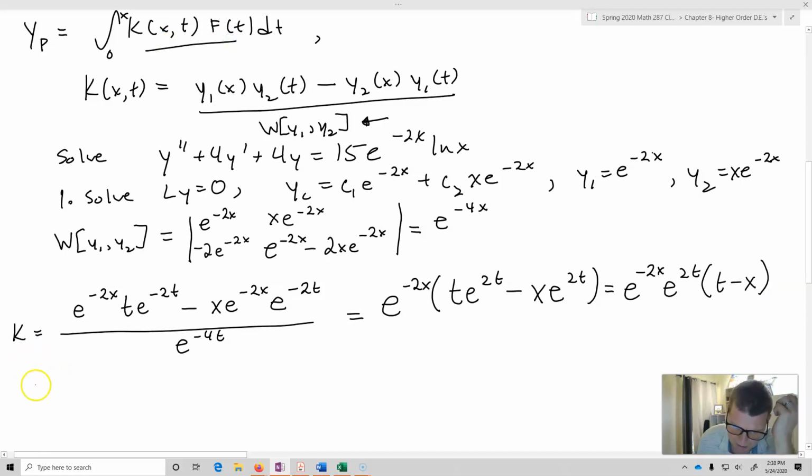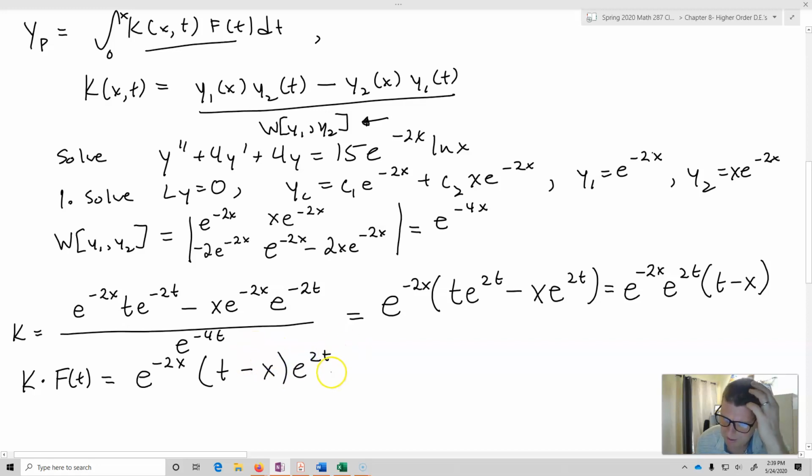So k times f of t is going to equal e to the negative 2x times (t minus x), and then I'm going to have e to the 2t right here, and then times 15 ln of t over e to the 2t. Excuse me, e to the ln of t over e to the 2t, because f is going to be in terms of t.